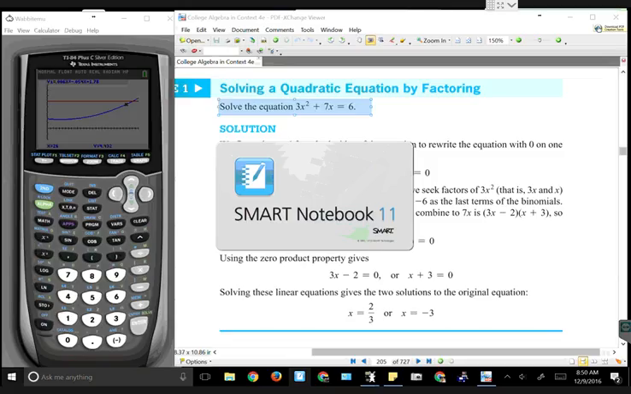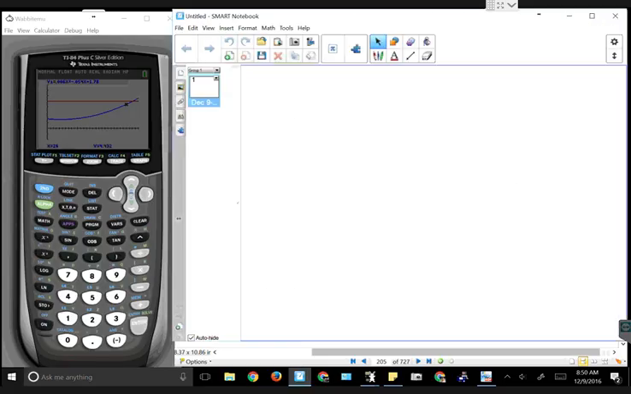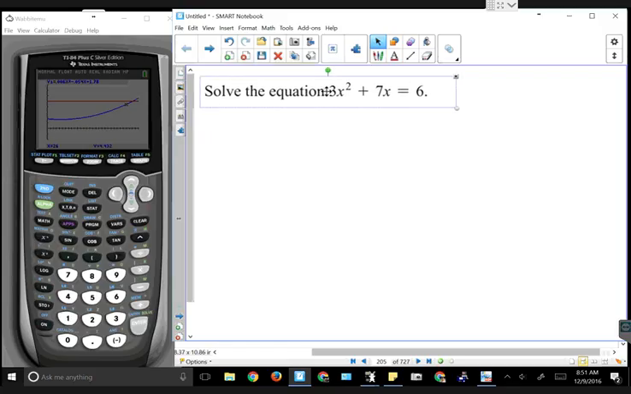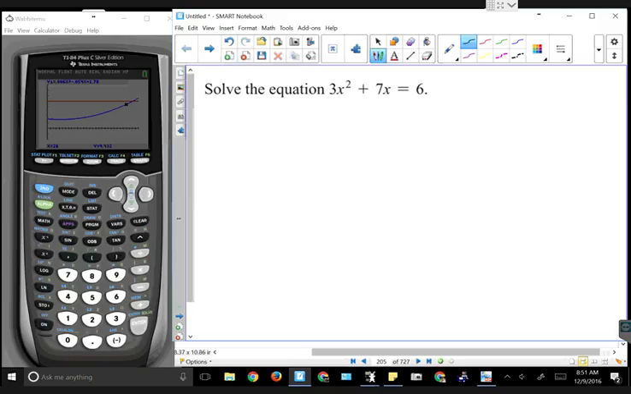As soon as this decides to come up here. So, here we go, finished. So, we've taken a look at how we go through and factor these things. Now, first thing that I'm going to do here is I'm going to bring the 6 over. So I'm looking at 3x squared plus 7x minus 6 is equal to 0. We always go through and set things equal to 0.